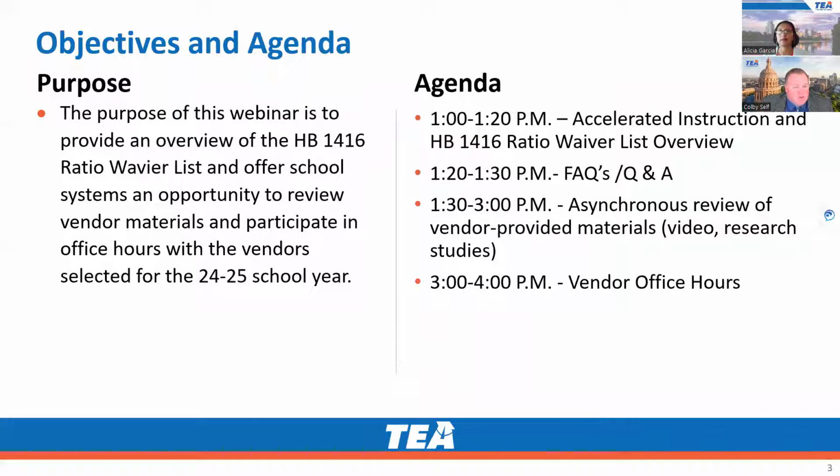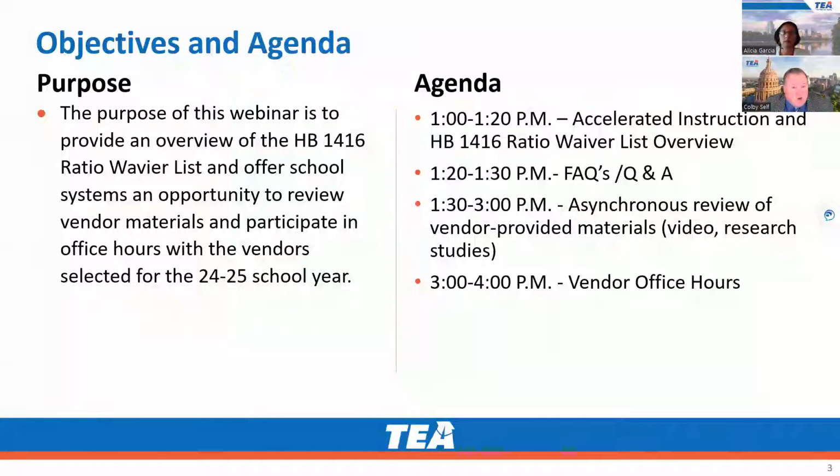Just an overview of the purpose: provide an overview of the House Bill 1416 ratio waiver list and offer school systems an opportunity to review vendor materials and participate in office hours with the vendors selected for the 24-25 school year. So we'll start off with around a 20-minute overview of the ratio waiver list. We'll have an opportunity to review some of the FAQs that we've already received if possible, review some of the questions and provide answers. So if you do have questions, there should be a Q&A button at the bottom of your screen. If you'd like to post some questions, we'll take time throughout the presentation to try to answer those, time permitting.